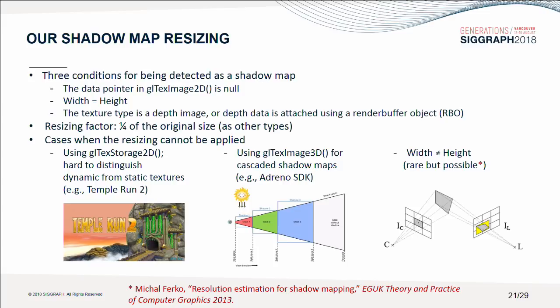This slide summarizes our shadow map resizing strategy. If the three conditions are fulfilled, we detect a texture map as a shadow map. First, the data pointer in glTexImage2D is null. Second, the width and height of a texture are the same. Finally, the texture type is a depth image or depth data is attached using a render buffer object.